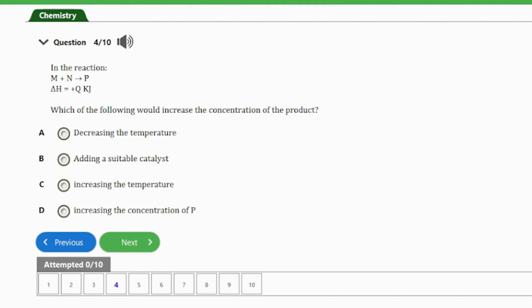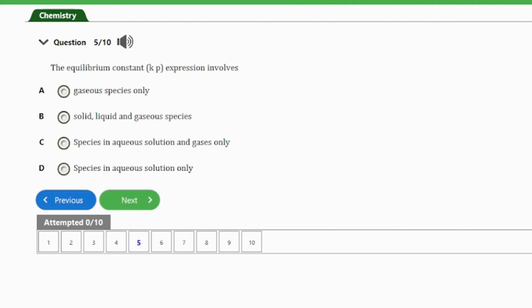If the temperature of this reaction is increased, then the concentration of the product will as well be increased, because an increase in temperature usually favors the side that is endothermic. So since the reaction above is endothermic, an increase in temperature will favor the forward reaction. Hence, there will be more of P produced, and that's the product. So let's consider the next question.